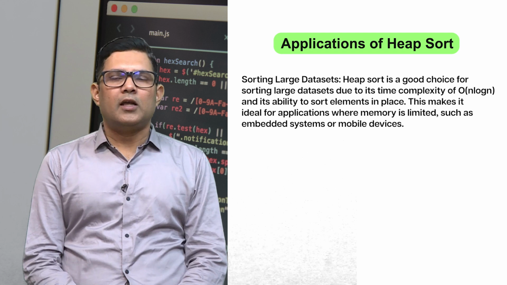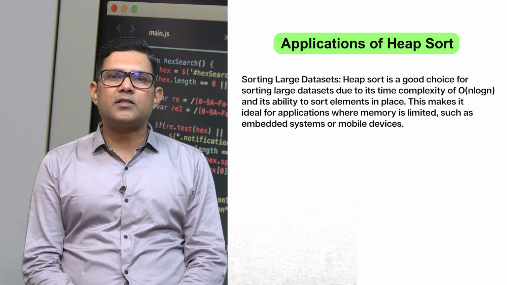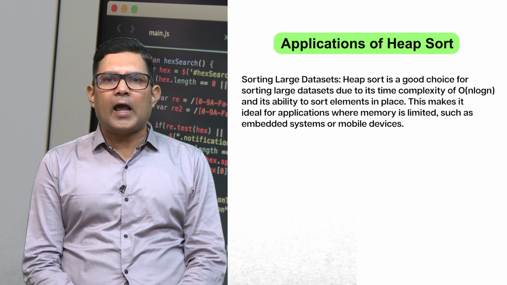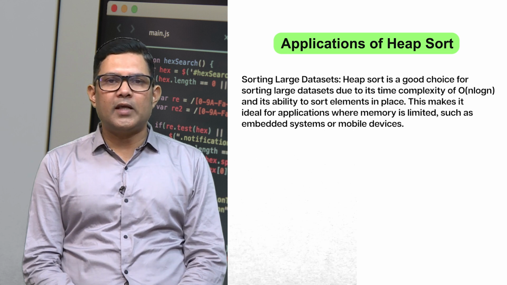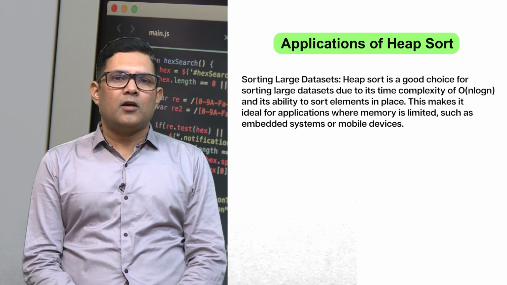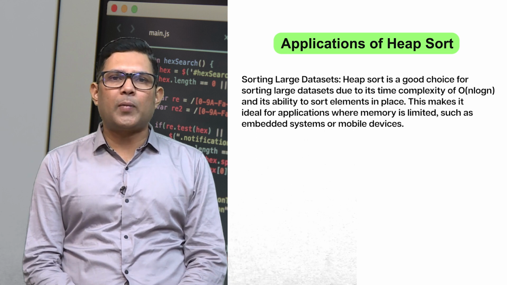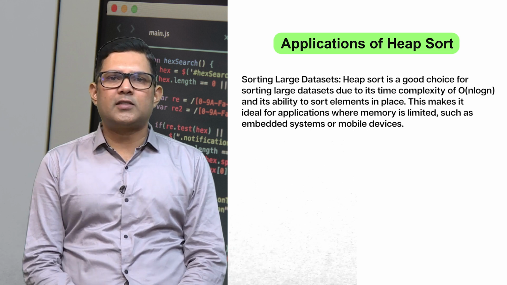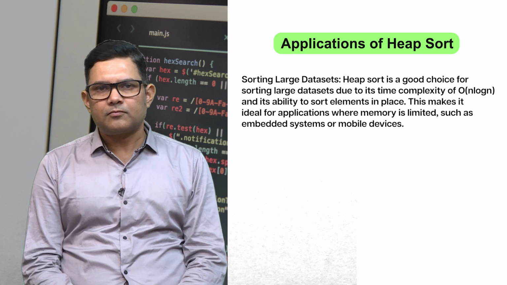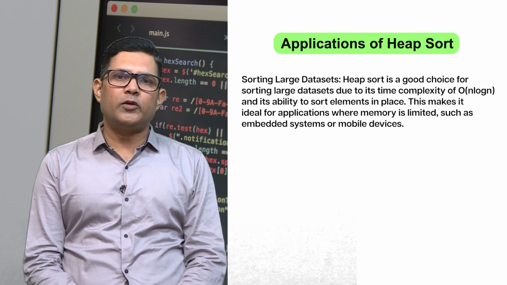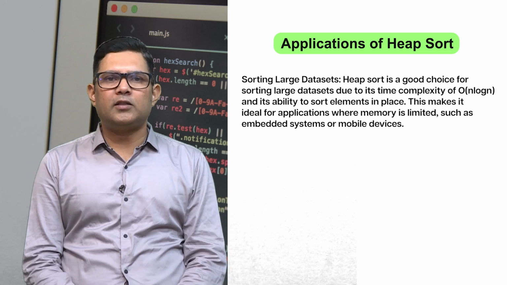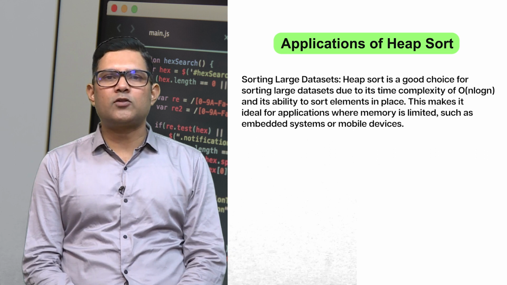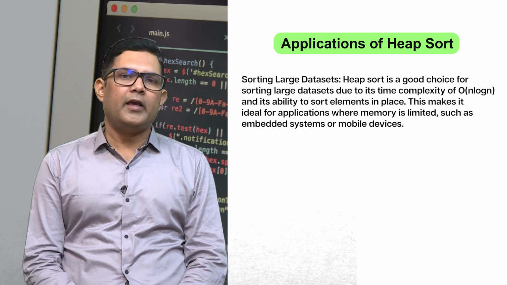Now we will focus on the different areas where we can apply heap sort. The first one is sorting large data sets. Heap sort is a good choice for sorting large data sets due to its time complexity of O(n log n) and its ability to sort elements in place. These are the two primary factors. This makes it ideal for applications where memory is limited, such as embedded systems or mobile devices. Whenever a huge data set is given with little memory, we can apply heap sort.